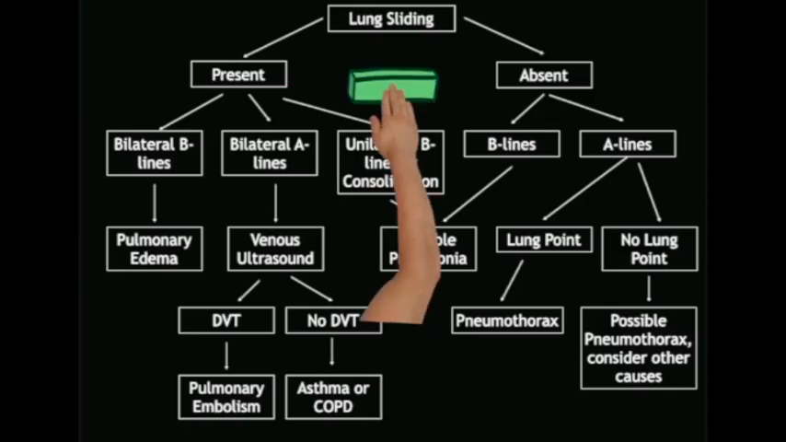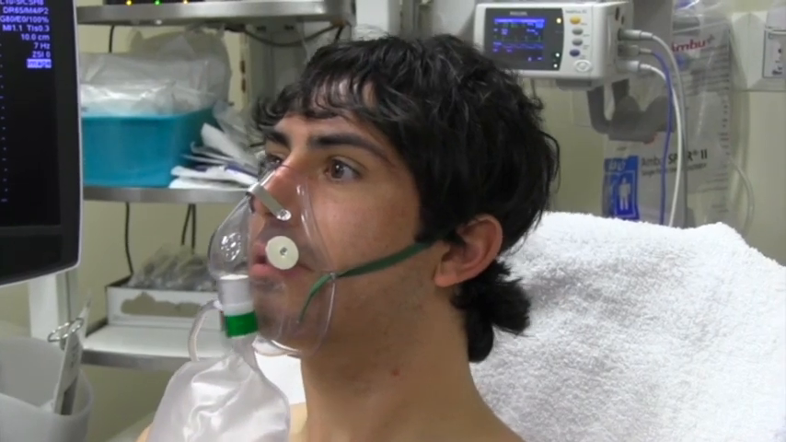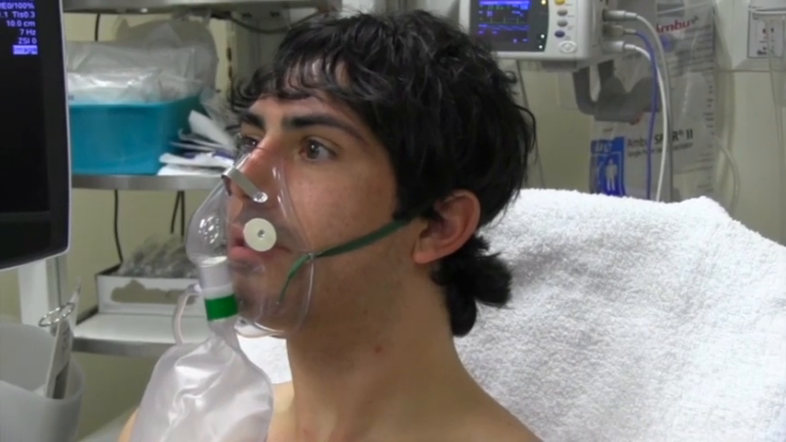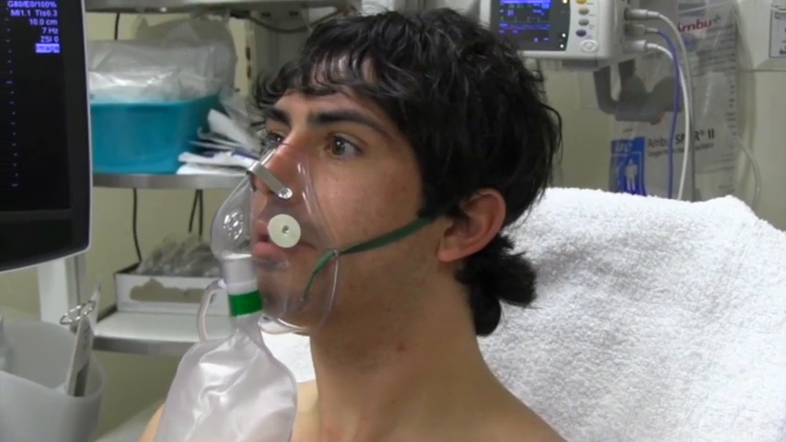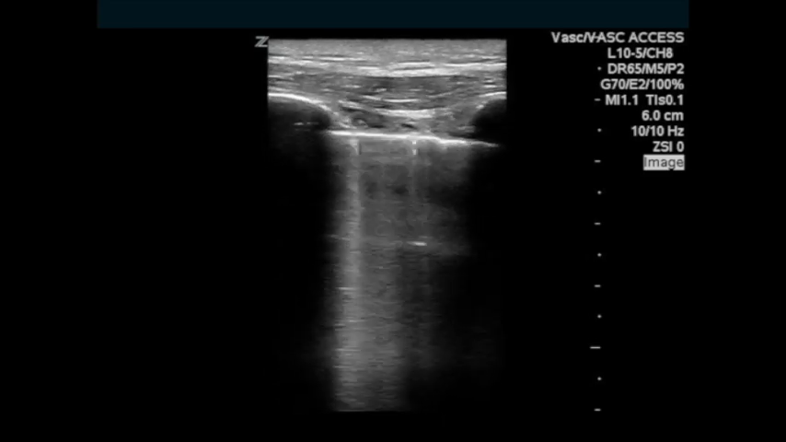Returning to the algorithm, do we have pleural sliding in all fields? Are there primary B lines or A lines? Are there effusions present? Let's return to our case. Our patient has a history of both COPD and CHF. But what is the predominant problem today? Ultrasound shows pleural sliding and B lines in all fields.